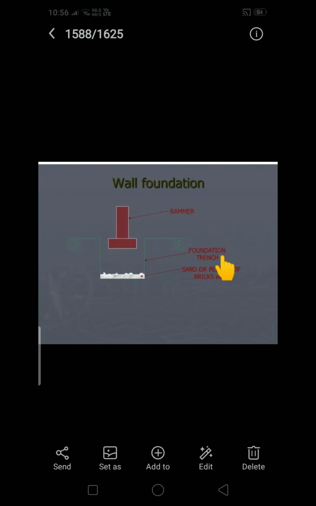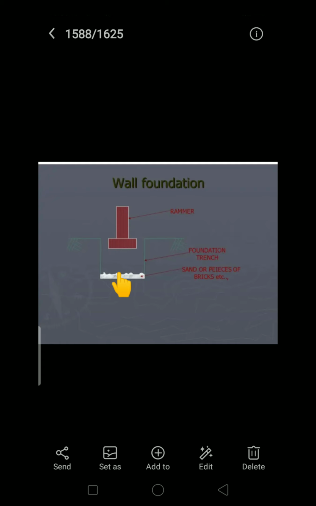So this is the shallow foundation, where the wall foundation comes under the shallow foundation. This is an example of a wall foundation. This is the earthwork, this is the ground level of the earth, and this is the excavated area. In that excavated area, we first prepare a bed of sand or a layer of bricks, because sometimes uneven surfaces are there.